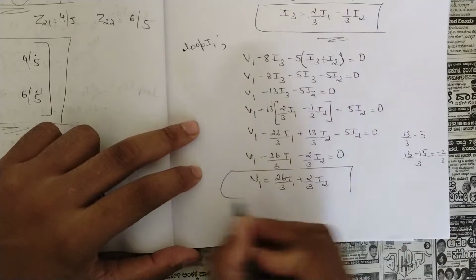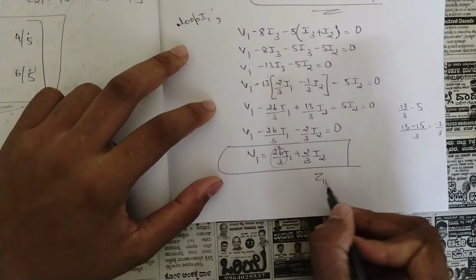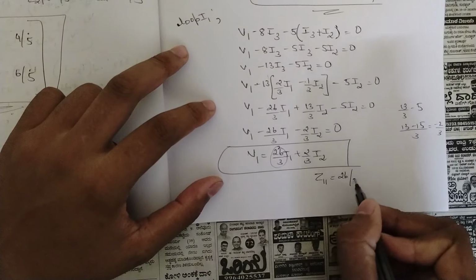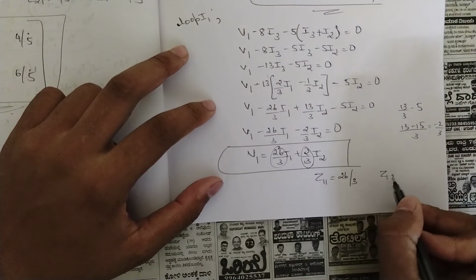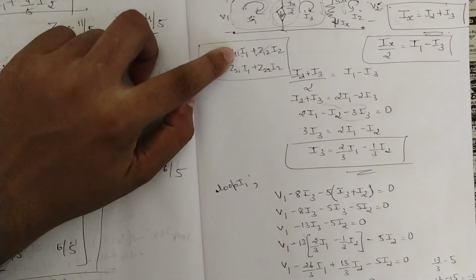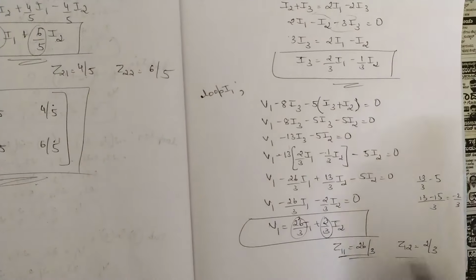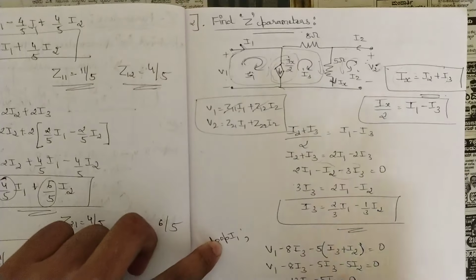So this is one equation we have got, V1 in terms of I1 and I2, and this is the coefficient Z11, that is 26 by 3, and this is the coefficient Z12, that is 2 by 3. So two of the coefficients we have got here. Compare this V1 equation along with this equation so that you would be understanding. So now we have used loop I1 and solved.